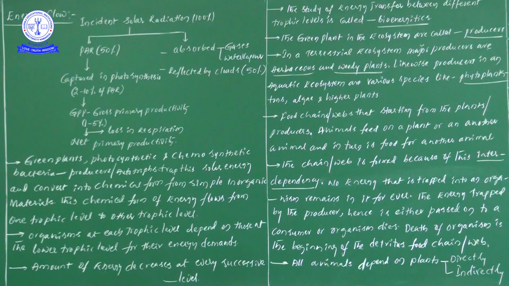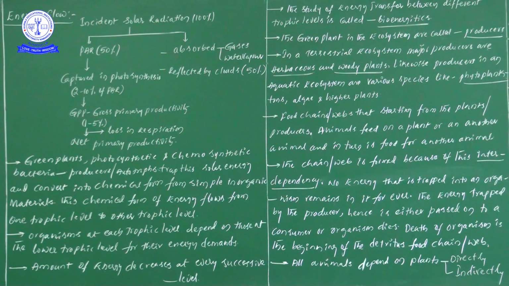As we have seen before, among producers or autotrophs, green plants are there as well as bacteria members. So what are the organisms that have the capability to perform the process of photosynthesis? Such organisms we simply call producers or autotrophs. Producers or autotrophs means the organisms that have the capability to perform photosynthesis.